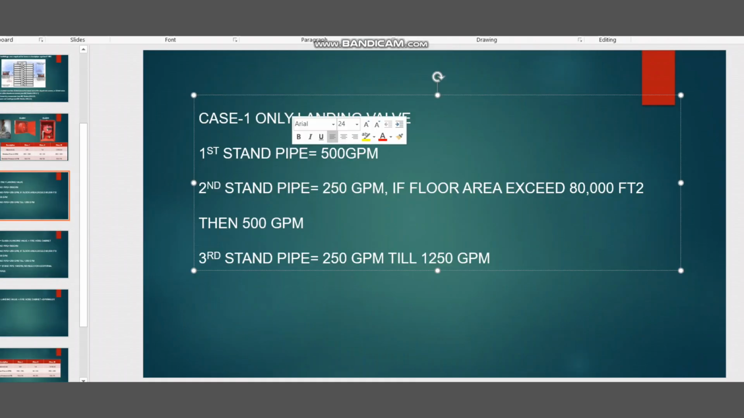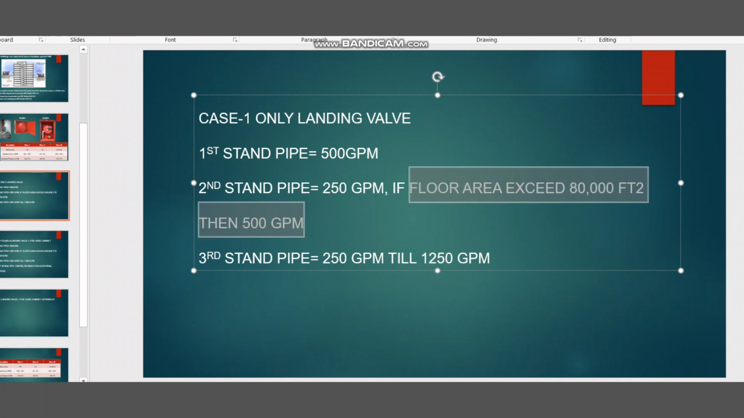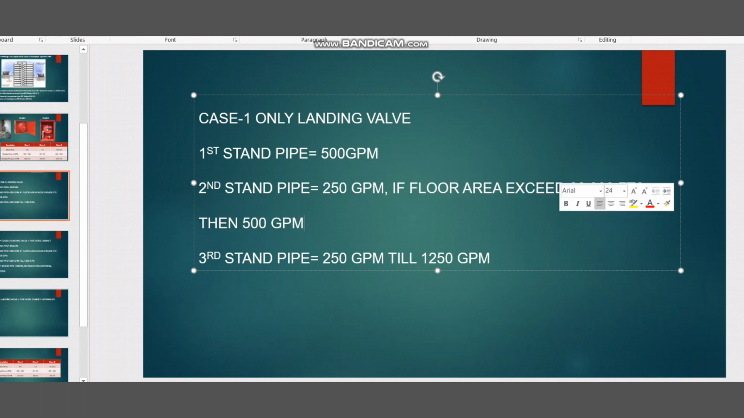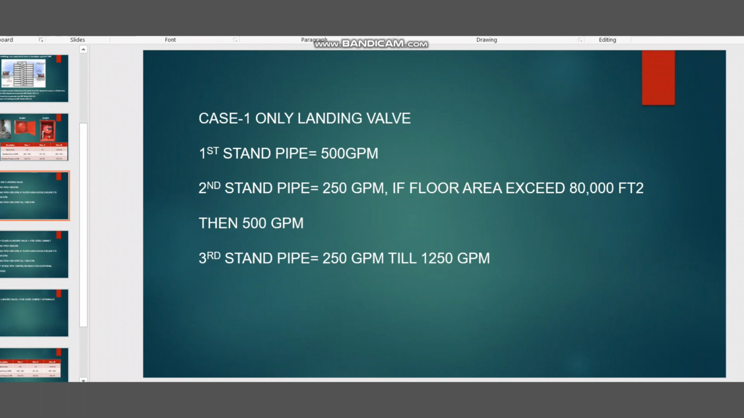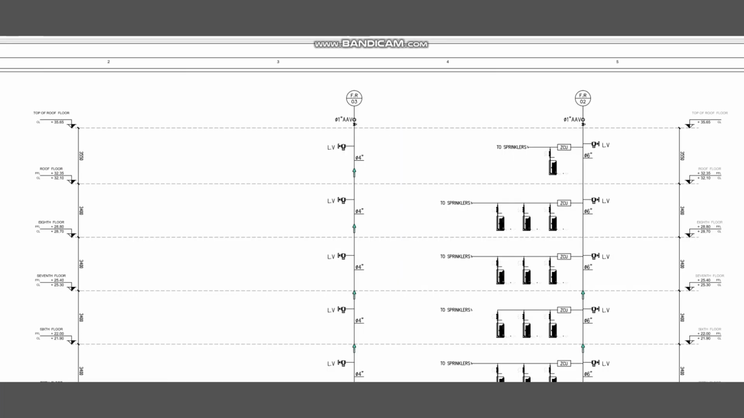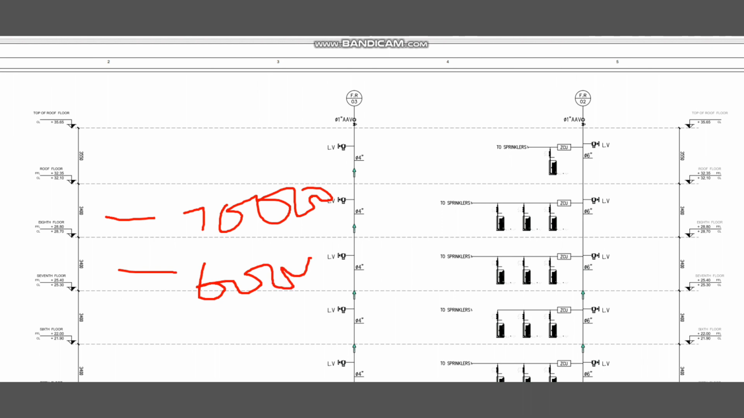So you have one important condition. We have to verify the floor area, whether the floor area of each floor is less than 80,000 feet square or it is exceeding more than 80,000 feet square. So in our case, for example, consider the floor area of any floor. For example, at this floor, we have the floor area of 70,000 feet square. And here we have 60,000 feet square. So there are different floor areas we have. So our condition is whether the floor area is exceeding 80,000 feet square or less than 80,000 feet square.